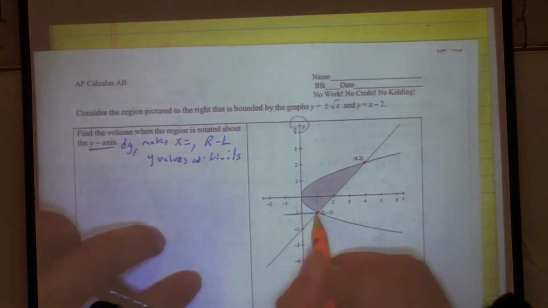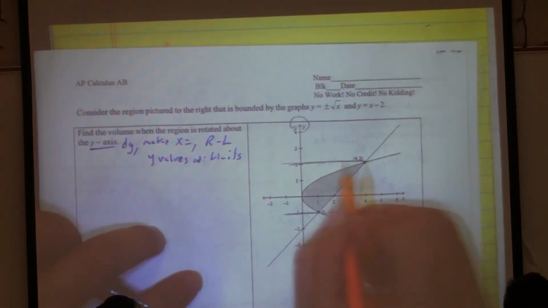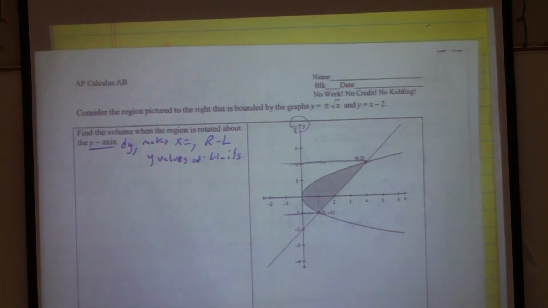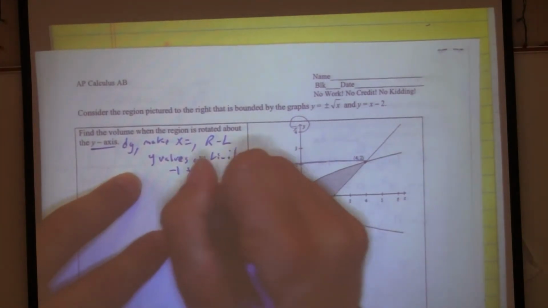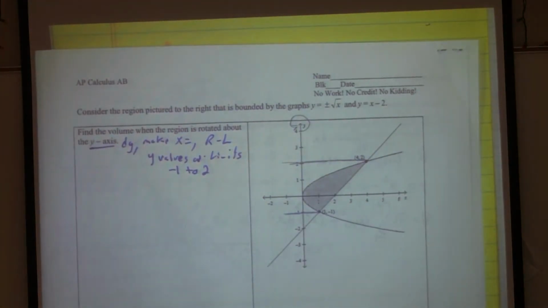Negative 1, which is down here, to what? To 2, which is here. Yeah? You okay?